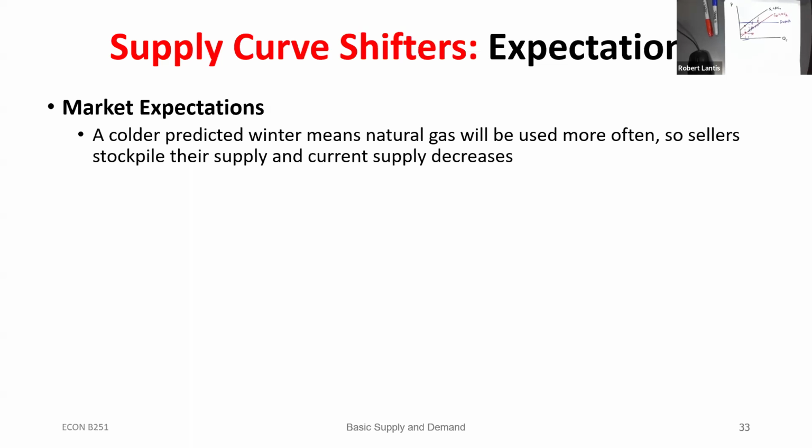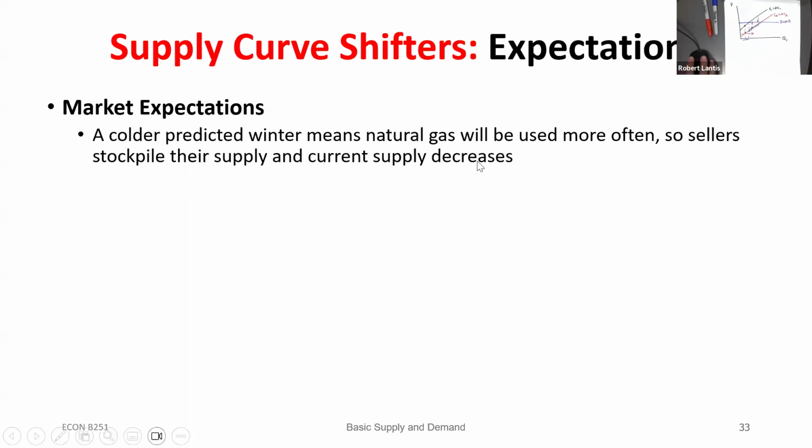So market expectations matter. So an example of this would be like, if I think it's going to be a colder winter than it typically is, and that more people are going to want natural gas and be willing to pay more, then maybe I stockpile my current supply.